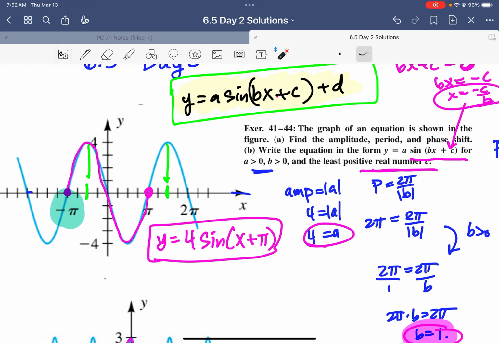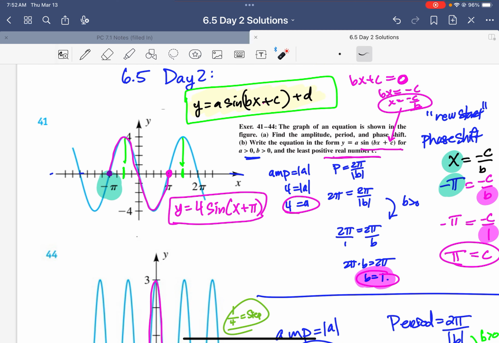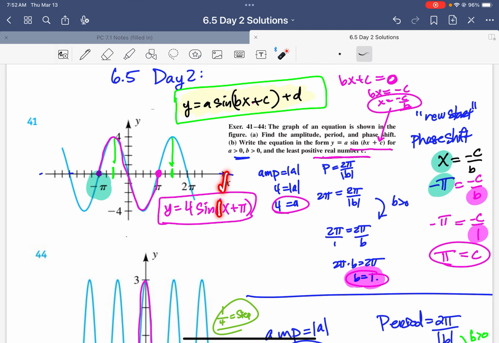Well, it looks like that is negative pi and that is pi. So that total distance is 2 pi. So my period is 2 pi. Solving for b, I end up getting that b must be equal to 1. Here I went ahead and said that b must be positive because that's what they asked for. That's why I can drop these absolute values. So I now know that b is 1, that goes here, and a is 4. And so now I just have to find c.